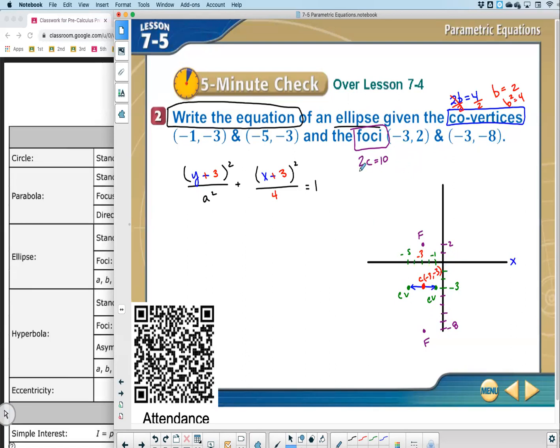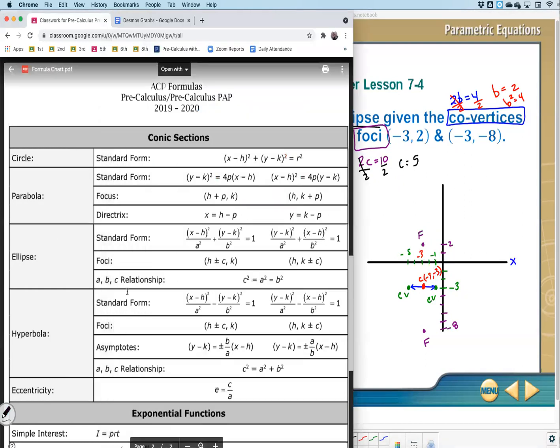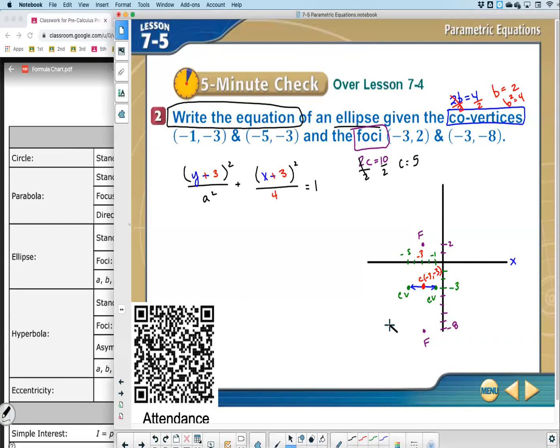And if we solve for c, we would find out that c equals 5. Now that doesn't go in the equation, but what it could do, if you didn't already know it, is find the center for you, that the center is 5 units away. Notice that negative 3 plus 5, negative 8 plus 5 is negative 3, so they are 5 units apart. But I do have another formula on the ellipse. It's called the ABC relationship, that c squared equals a squared minus b squared. So let's write that down and solve.